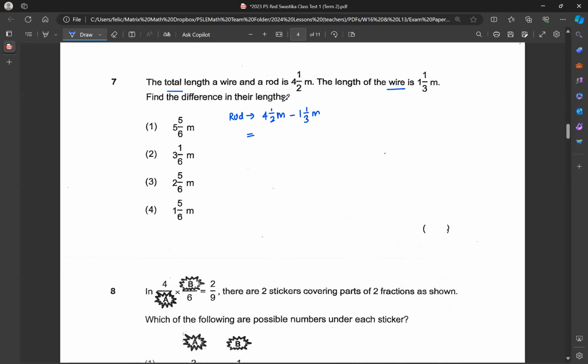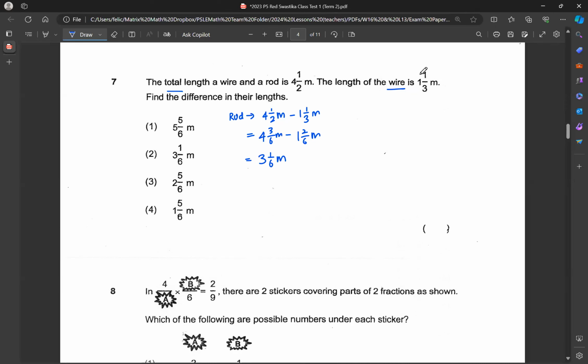All right, so during subtraction, as you know, you have to make the denominators the same. So both denominators will be a 6. So times 3 for this. Next fraction times 2 times 2. And you get 3 and 1/6 meters. This is for the rod length. Okay, don't stop there. Remember the question asked for difference.